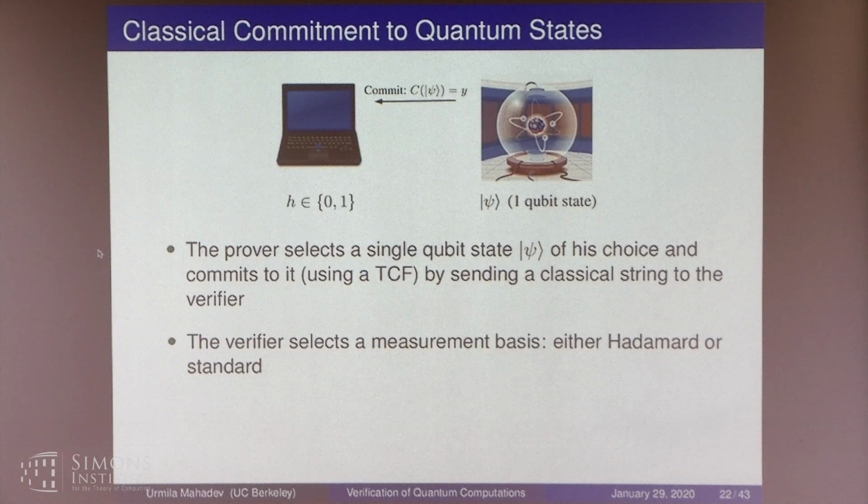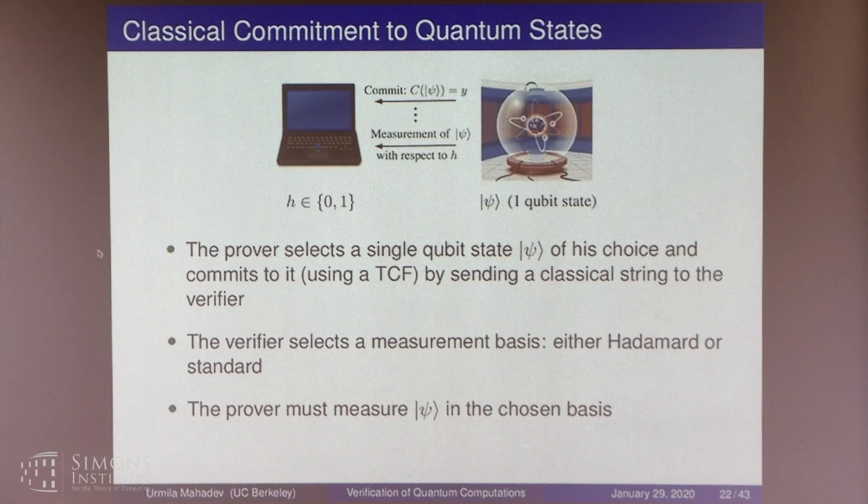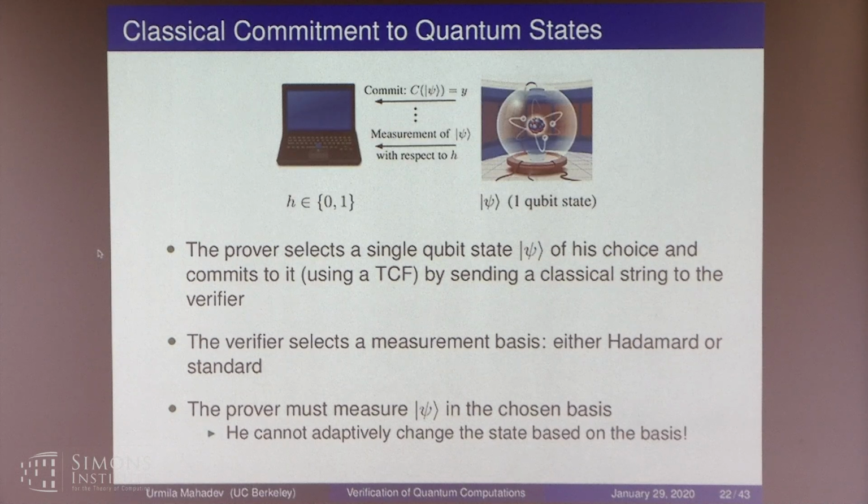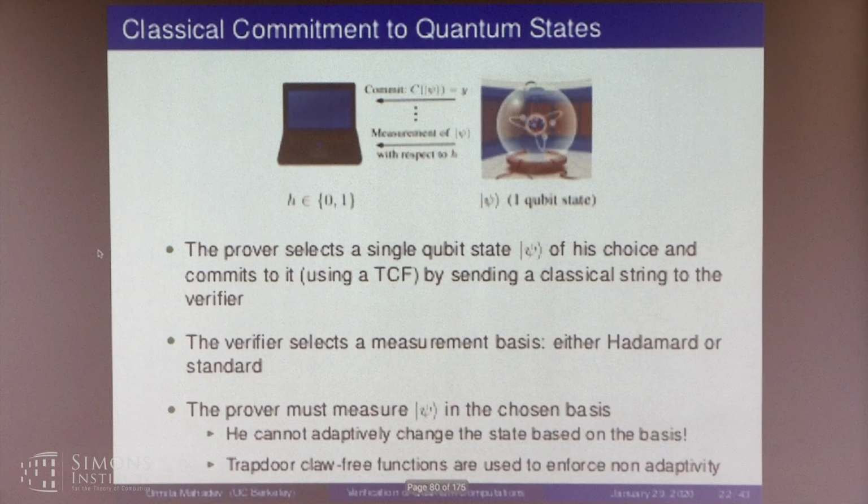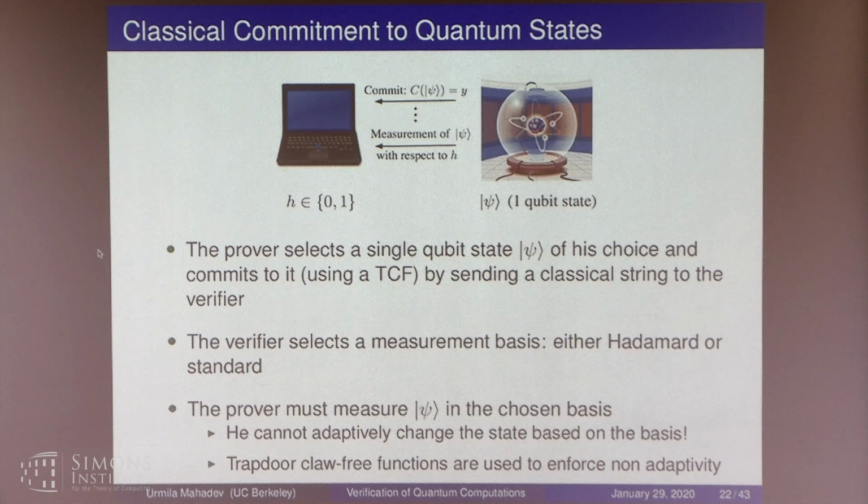The verifier will select a measurement basis, either Hadamard or standard, and ask the prover for the measurement of his committed state in the desired basis. The guarantee of this protocol should be that when the prover reports the measurement to the verifier, it must be the measurement of his committed state in the basis chosen by the verifier. So this is a pretty powerful guarantee because what it's saying is that the prover is just sending a classical string, but this is tying his hand so that once the verifier asks for a measurement, he has committed to a fixed quantum state. He cannot change his mind once the verifier asks for a measurement result. So it's enforcing non-adaptivity on the part of the prover. Now, to try to emphasize why this protocol is so strong, I'll tell you what this looks like with multiple qubits.